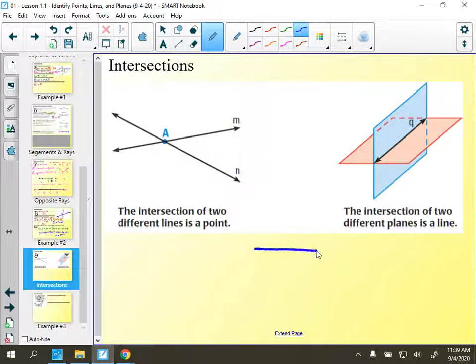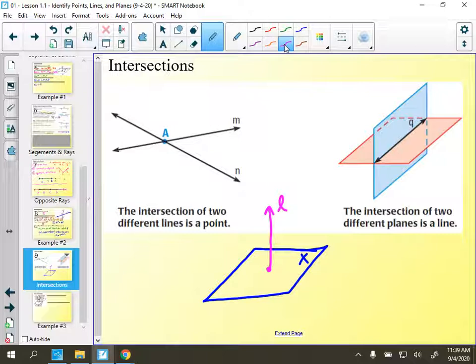If I have a line intersecting a plane, so there's my plane, let's call it plane X. And I've got a line that's kind of dropping down and it's passing through this plane. So let's call this line lowercase L, okay? And so picture this kind of dropping through, it hits this plane, and then it passes through it like a pencil passing through a piece of paper, okay?